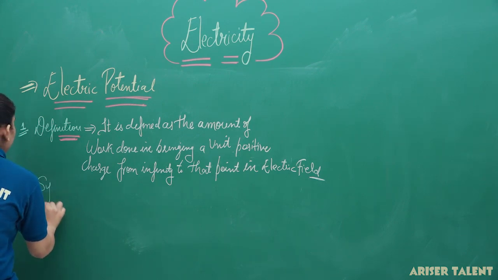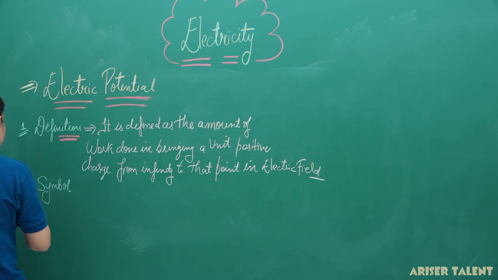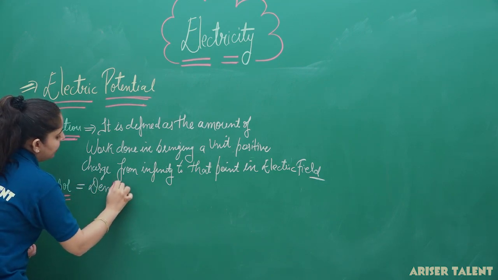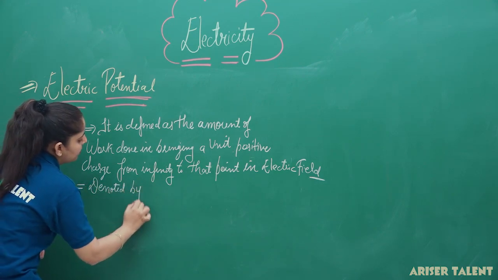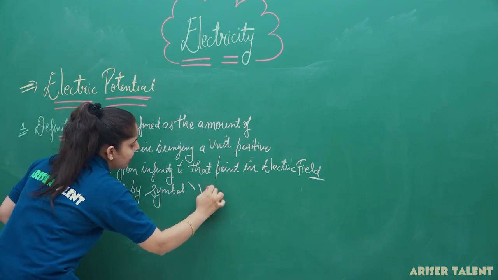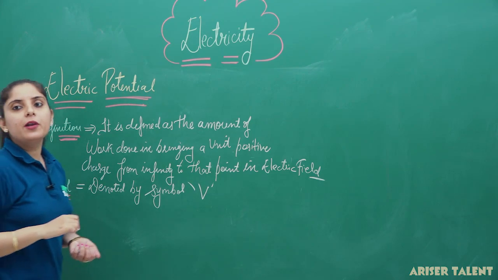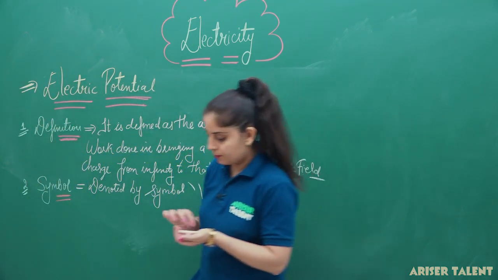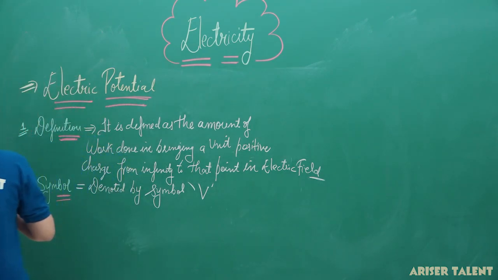What will be the symbol for electric potential? It is denoted by the symbol V. इसको हम डिनोट करेंगे सिंबल V से. And what will be the unit for electric potential? The unit for electric potential will be volt.